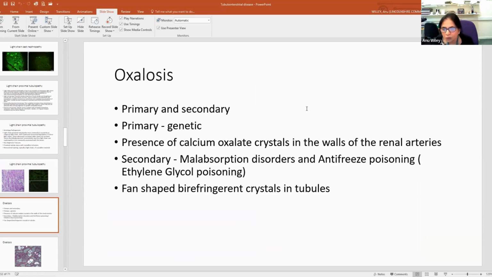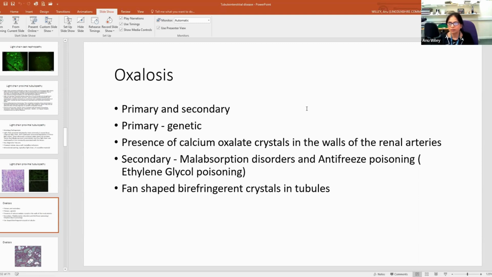So we'll go to another condition, which we do not see as often in routine, oxalosis. Oxalosis is of two types, primary and secondary. Primary is the genetic type, where the patient has a particular mutation and there is deposition of oxalate crystals, not just in the renal tubules, but also within the renal arteries. This is something you don't see in secondary oxalosis.